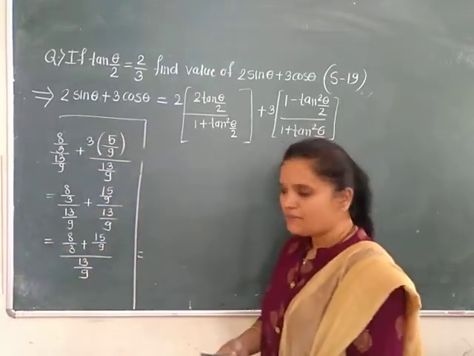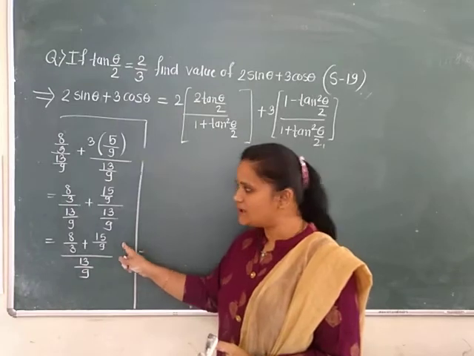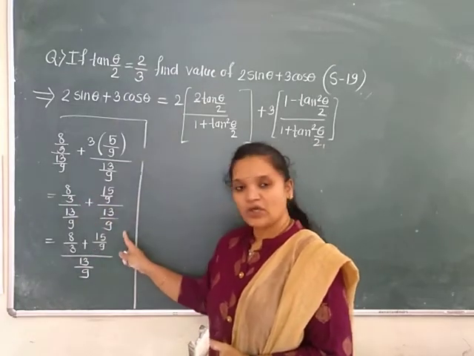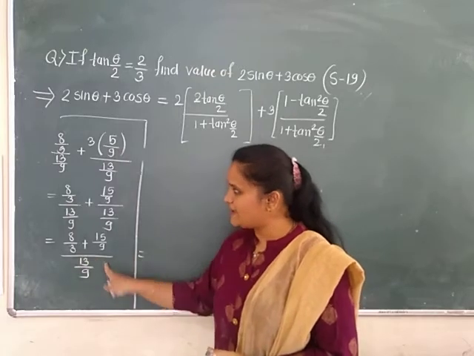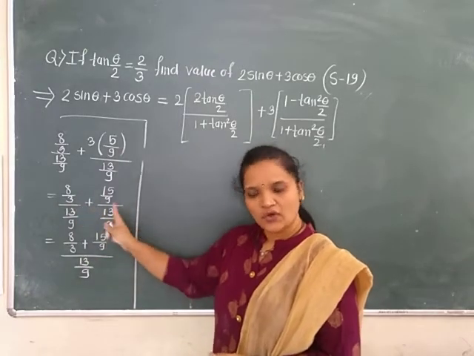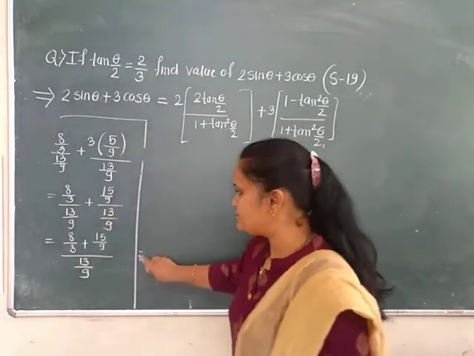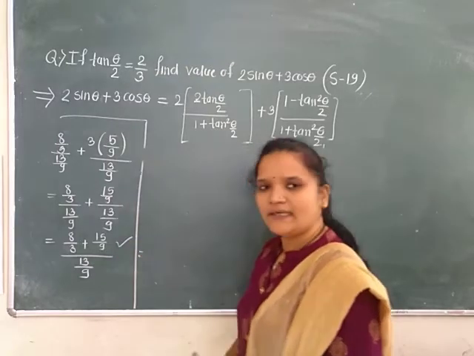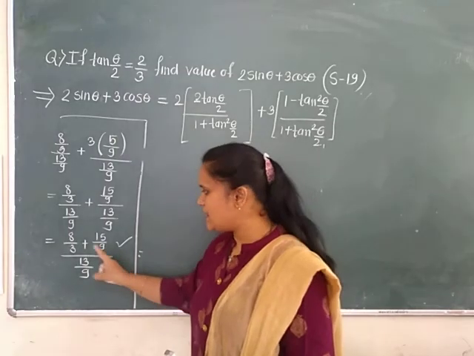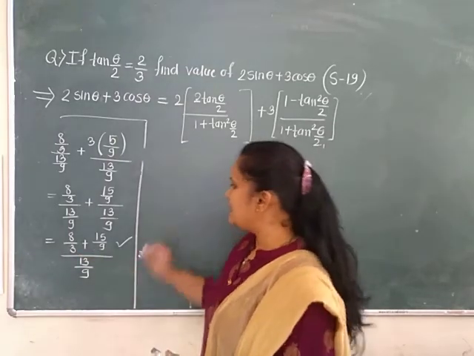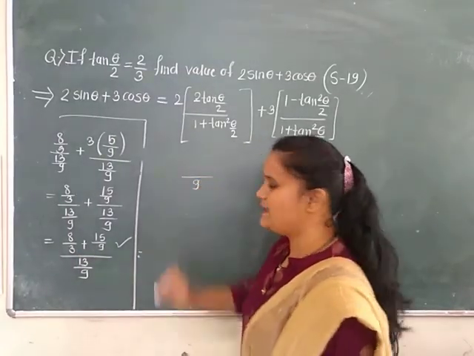Now to solve this, what I have done here is that the denominator was equal, so I have written this 13 by 9 as the denominator and I have taken the addition of the numerators. Now to solve this numerator, I am going to take the LCM. The LCM of 3 and 9 is 9, so I will divide by 9 here.